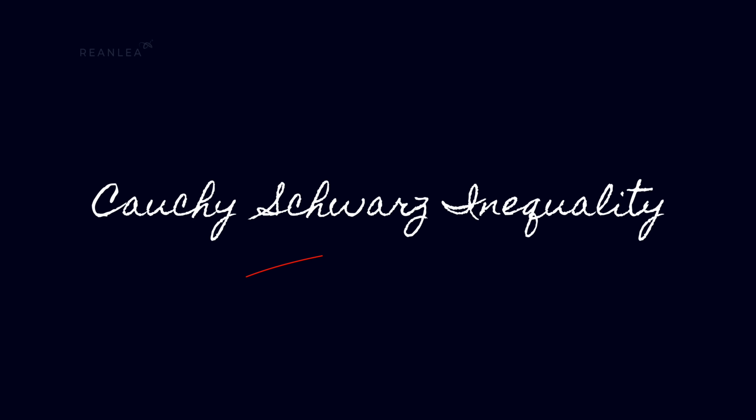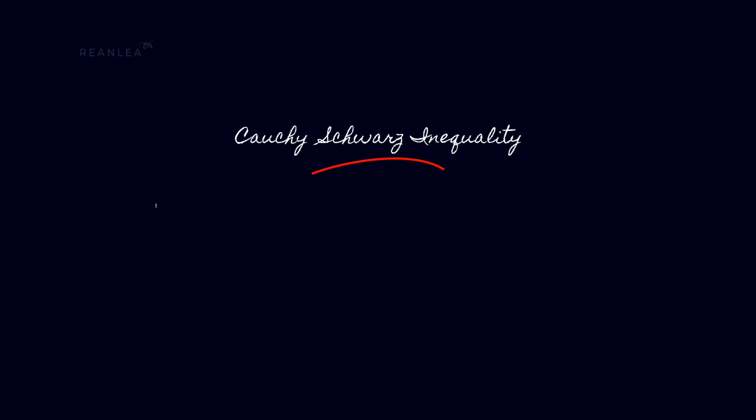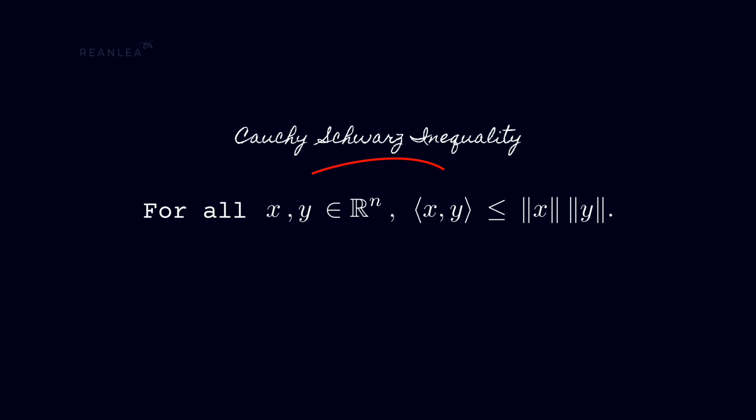In this lecture, we'll discuss the Cauchy-Schwarz inequality, which states that for all vectors x and y in n-dimensional space Rn, the inner product of x and y is less than or equal to the product of their norms. And here we are going to prove it in a little bit tricky and geometric way, rather than explicit mathematical expressions and calculations.